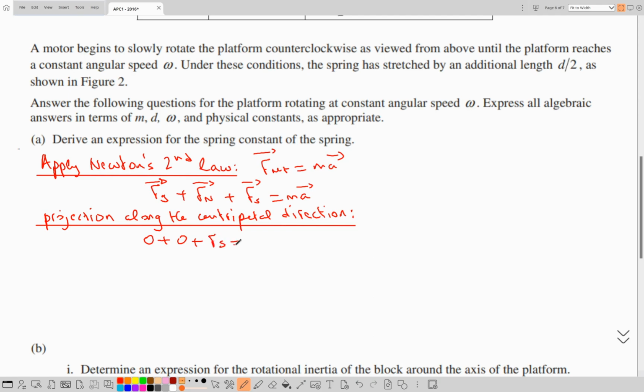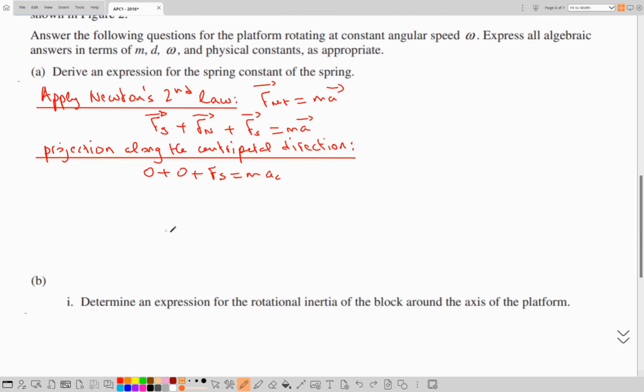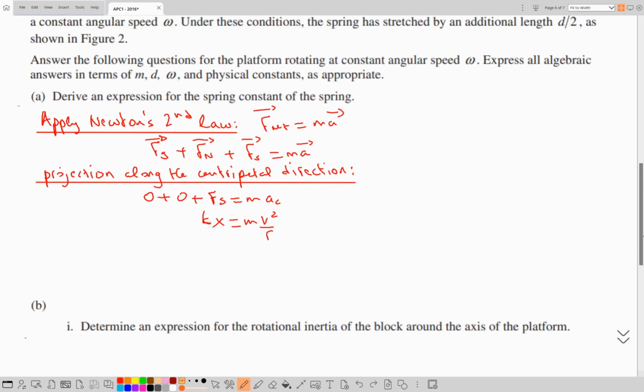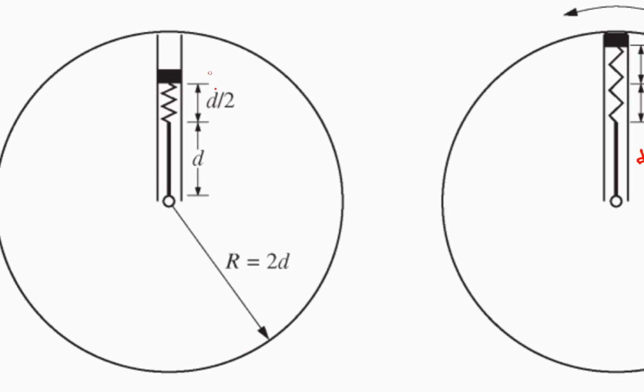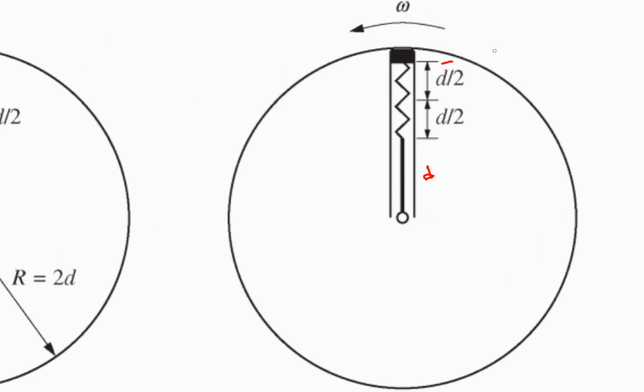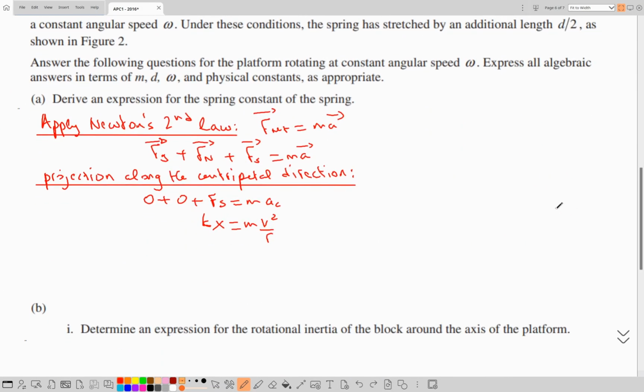That would be Fs is equal to m times a, which has been projected along the centripetal, so that would be ac. Now this is an ideal spring, then that would be kx is equal to m v squared divided by r. Let me justify again what x and r represent. x represents the elongation of the spring. Initially the spring is given by d over 2. Its elongation now is given by d over 2, so let me write here that would be k d over 2.